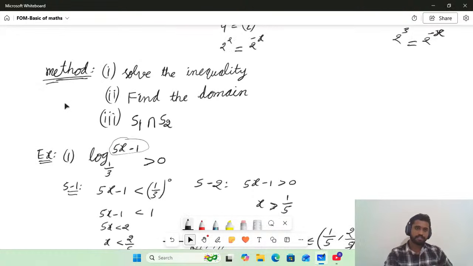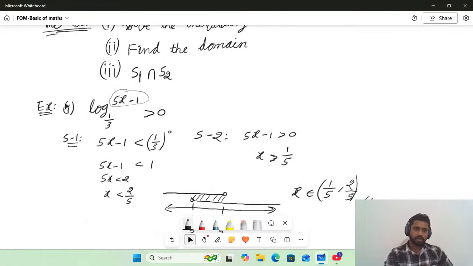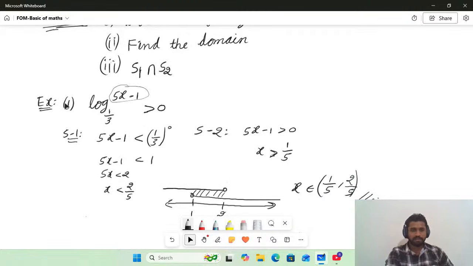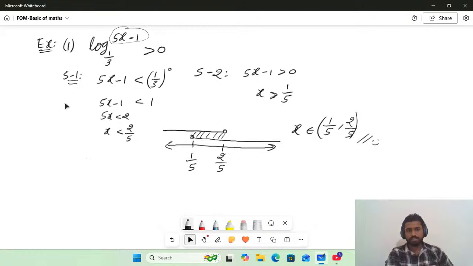Logarithmic inequalities, first example: log of 5x minus 1 base 1 by 3. Step 1 and step 2. The third step is the intersection of step 1 and step 2. So finally we got x belongs to 1 by 5 comma 2 by 5.